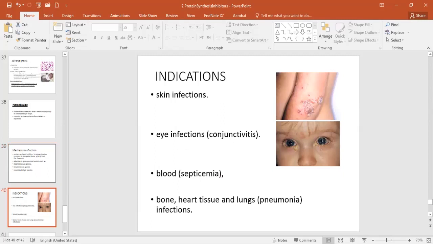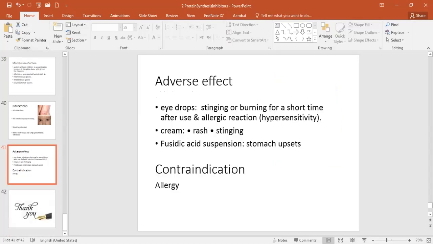Its indications are for skin infections, of course. Most skin infections are caused by Staphylococci, but fusidic acid is a drug of choice in the form of cream or ointment. Eye infections, conjunctivitis, blood in the form of septicemia, bone infections, heart tissue and lungs, as in pneumonia or infections.